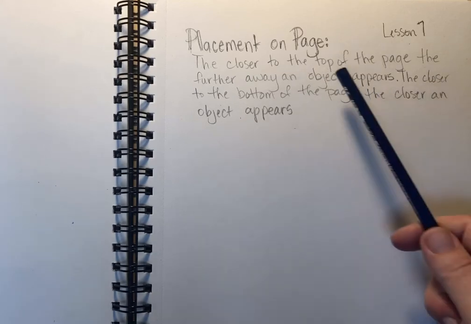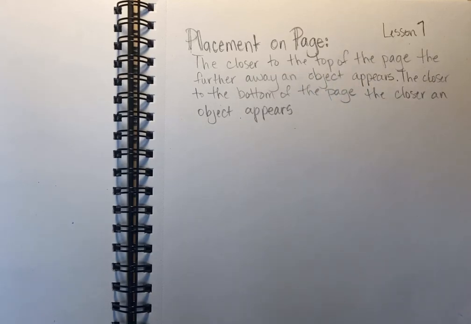So with placement on page, I've just written this little blurb for you. You can write it down into your sketchbook as well so that you can refer to it later on if you forget. And basically it's the idea that the closer to the top of the page you put an object, the further away that object is going to appear. And the closer to the bottom of the page you draw your object, the closer it's going to appear to the viewer.